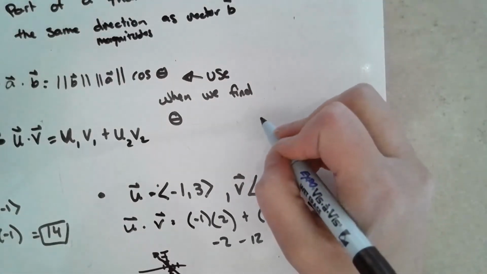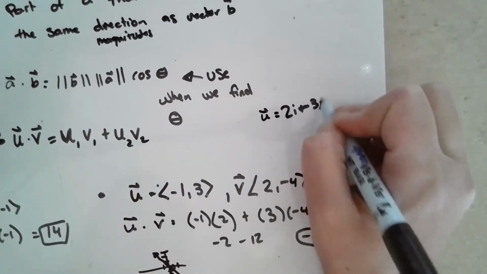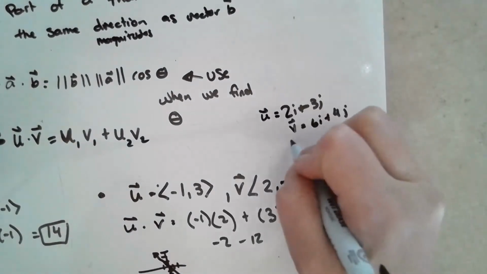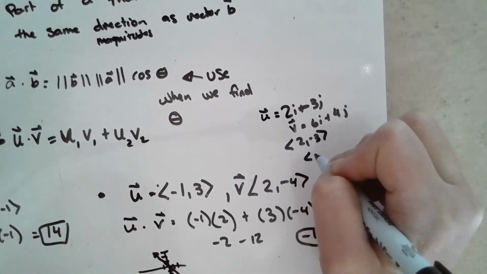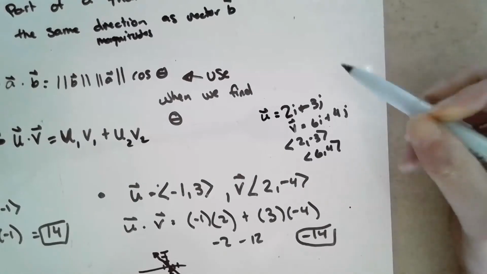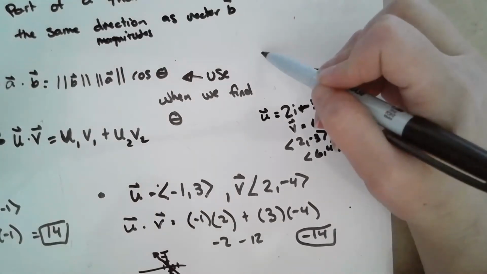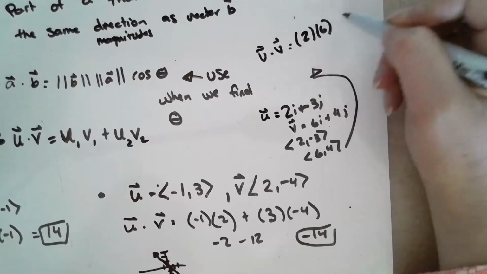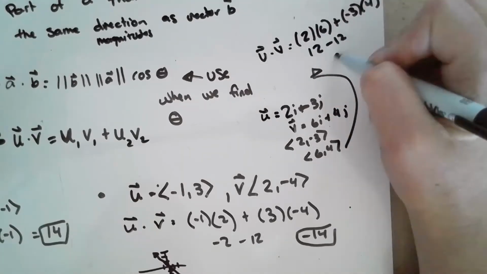Okay, let's do one more. I think I have space right here for one more. So let's do u is 2i plus negative 3j, and v is 6i plus 4j. And if you remember, that just means that my first vector is 2, negative 3, and my second one is 6, 4. Remember, that's just the linear form versus the component form. Sorry, I did not space this. So we'd have u dot v would give me 2 times 6 plus negative 3 times 4. So that would give me 12 minus 12 is 0.